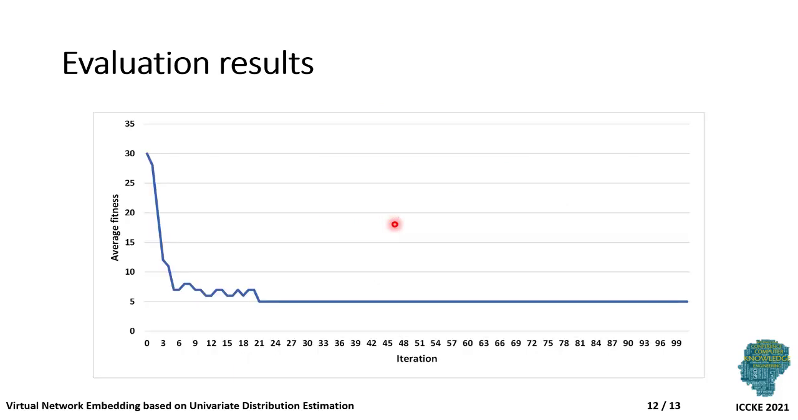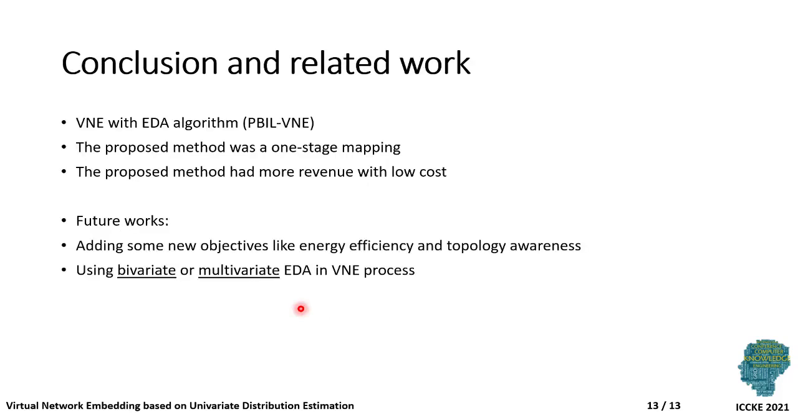And here you can see the average fitness with increasing iterations. For example, at iteration 21, it reached the fitness 5, and it never changed for the next iterations, so it can be a good solution for our problem, for the VNE problem.